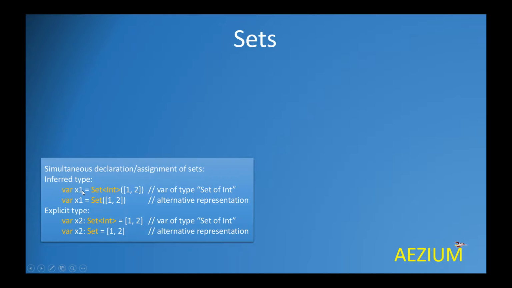because we are not explicitly showing the type of x1, Swift, by looking at the right hand side of this equation, realizes that it is dealing with a set of integers, and it automatically determines that x1 is of type set of integers. This is the shorthand version of the above, and it means exactly the same thing.